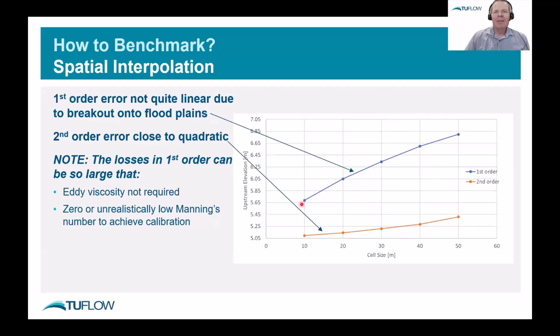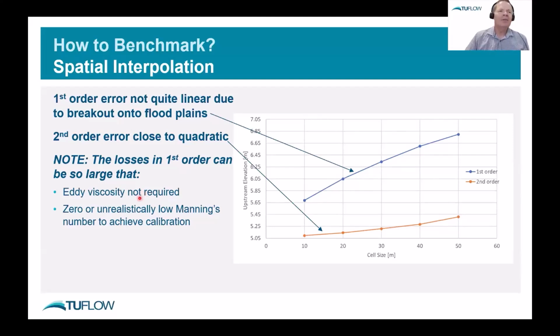And just keep in mind that in this particular case, this was a high energy flow in a fairly constrained river with a lot of tight meandering bends. This is a challenging case for resolving the flow field in 2D. The first order losses are just so large that you probably would not want to run this model with eddy viscosity.